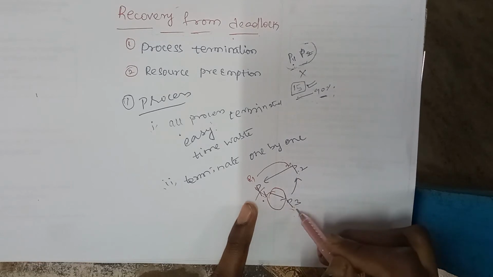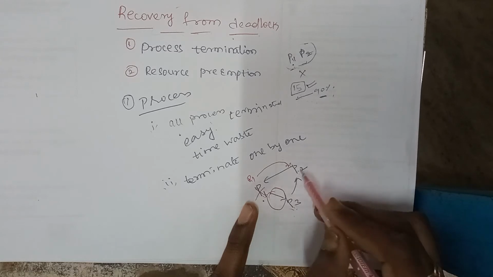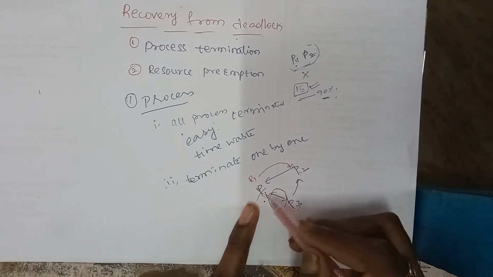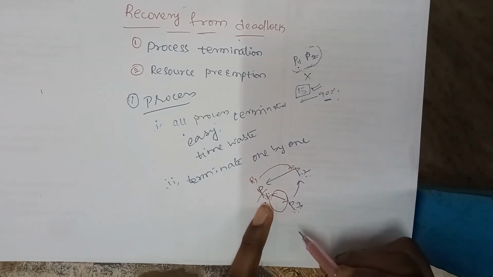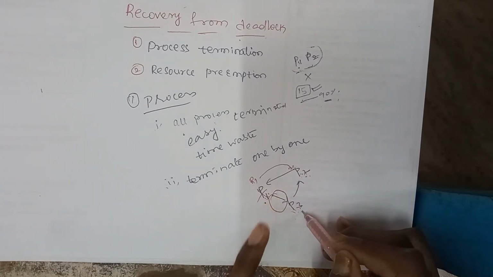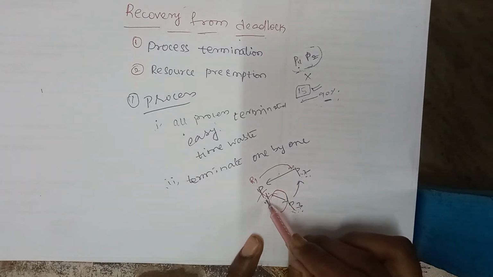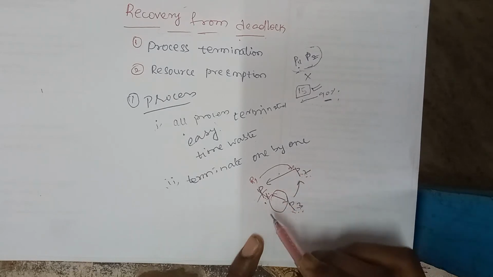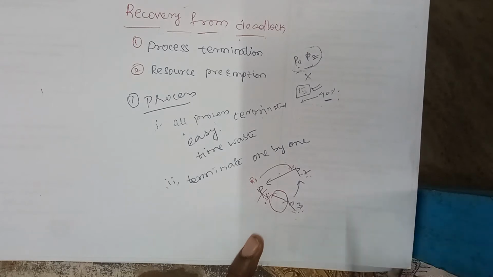Now P3 is just requesting process P2's resources. If P2 completes its task, it can give the resources to P3. That means terminate first P1, then P2, so that P3 can complete its task. Either terminate P1 or terminate P2, so P3 can execute. If you terminate processes one by one, the resources are released by those processes and given to the requesting processes, so that the deadlock can be removed in a very efficient manner.